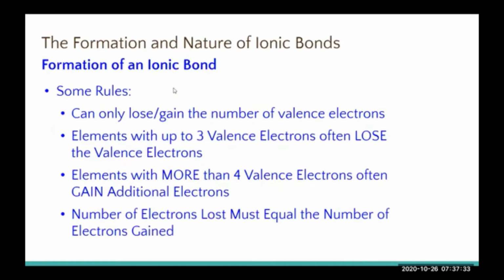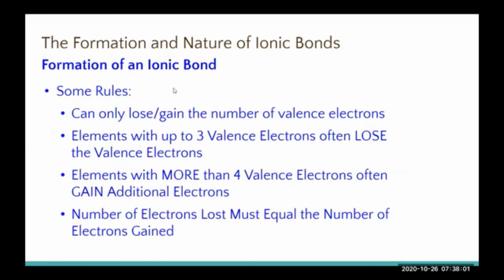So let's think about the formation or nature of ionic bonds. There are some basic rules that they live by, or that you can lose and gain by. The first rule is you can only lose the number of valence electrons. So alkali metals can only lose 1 because they have 1 valence electron. Alkaline earth metals can only lose 2 because they have 2 valence electrons.